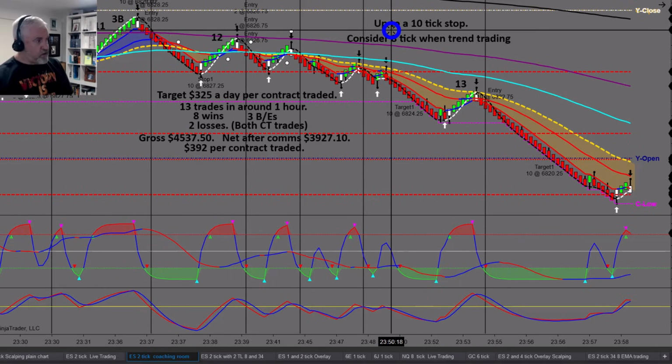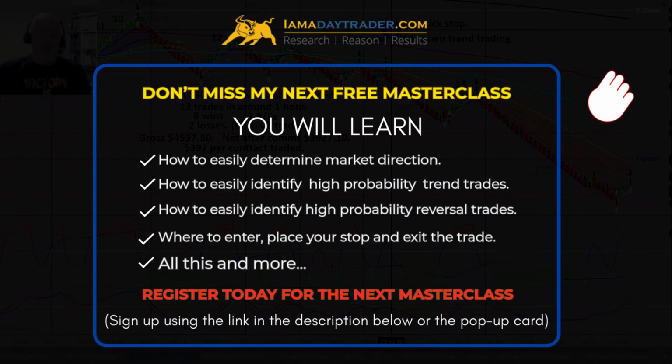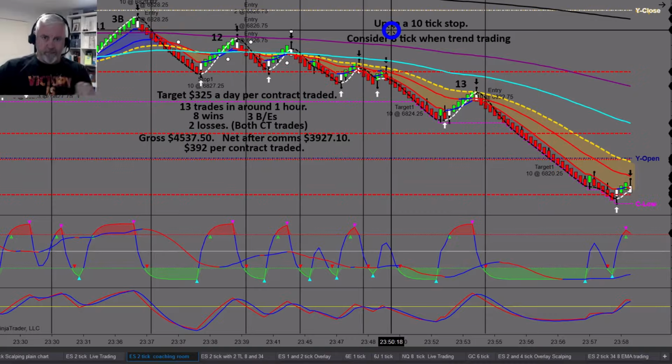If you've got a 10 tick stop loss, which is $125 on the ES, what's 50 times that? 6,250 or thereabouts. That's 2%. So 125 is 2%. We never risk any more than 2%.